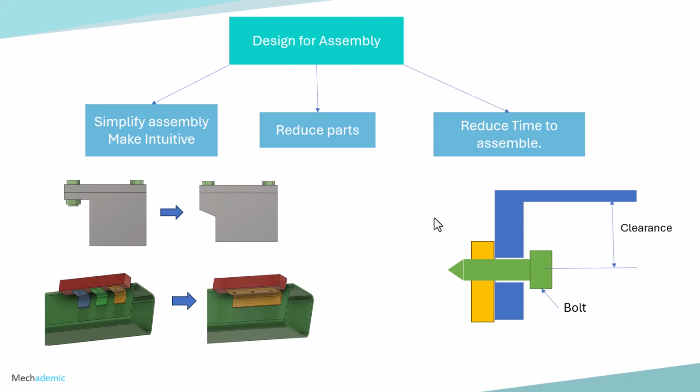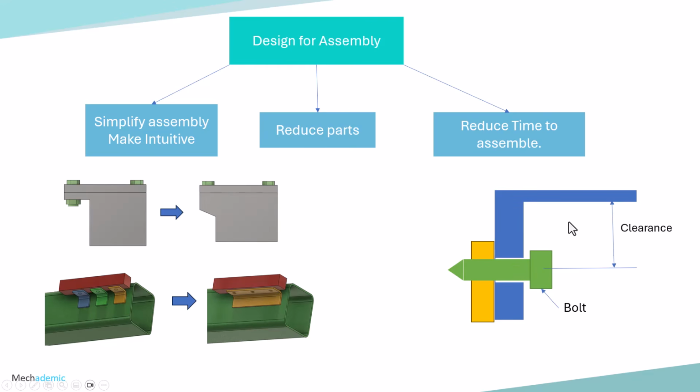blind assembly. So let's say, for example, you have a part like this, a cross-sectional view. This blue color part is assembled to this yellow color part through a bolt, and you're assembling from the top. You cannot see the bolt, but this clearance is very important for the manual assembly or manual insertion of the bolt inside the hole. If this clearance is not there, it will be very difficult for the bolt to be inserted inside this hole and tightened.